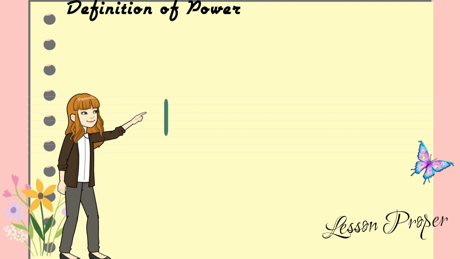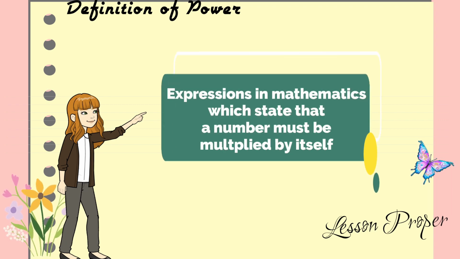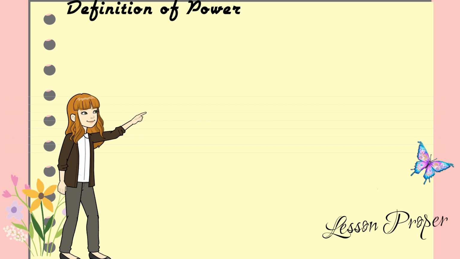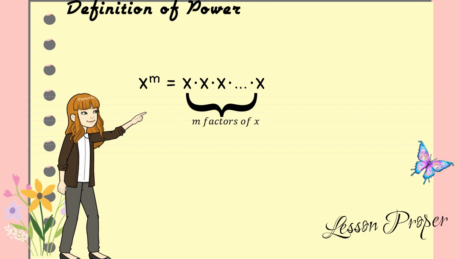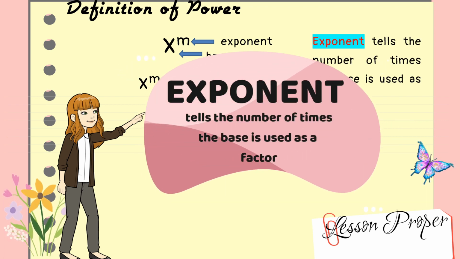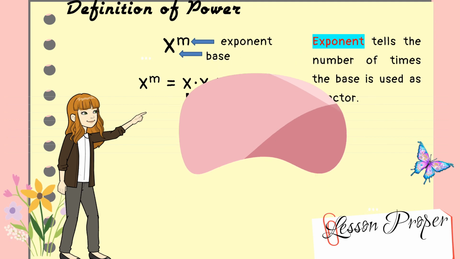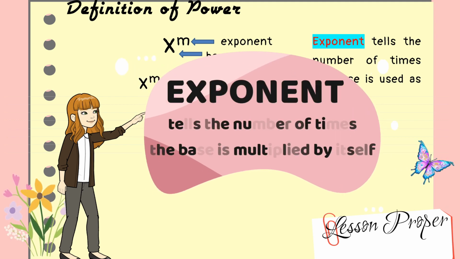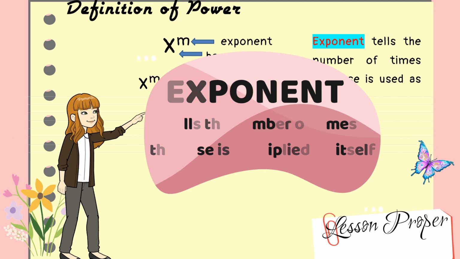There are expressions in mathematics which state that a number must be multiplied by itself. For example, x raised to m means x times x times x times x, wherein x is multiplied by itself m times. In the expression x raised to m, m is what we call the exponent and x is what we call the base. The exponent tells the number of times the base is used as a factor, or it tells the number of times the base is multiplied by itself.